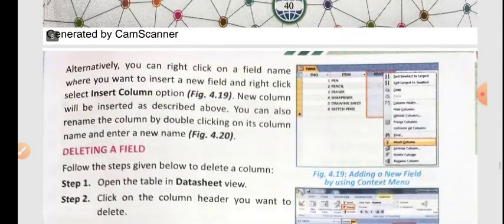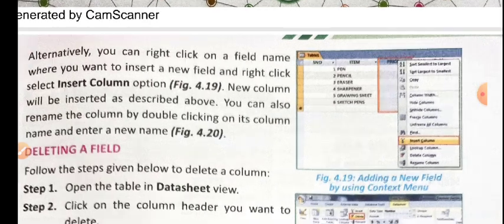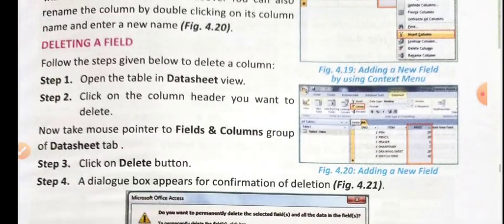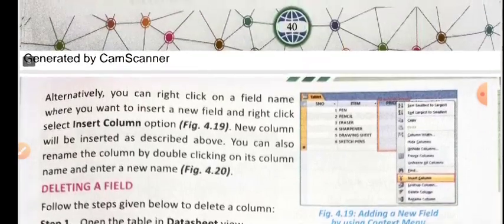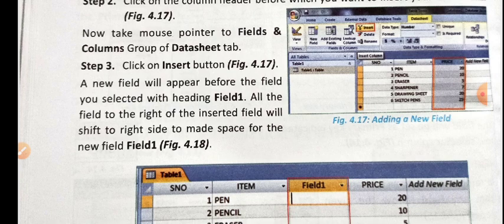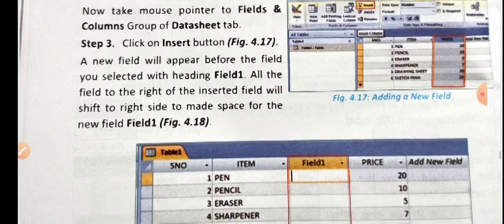Similarly, if you want to delete any particular field, then again you will have to open the table in the design view, and from the design view you can select the field, right click and click on the delete button, and the field will be deleted. So you can do it from the design view. And similarly you can insert a field or delete a field in the datasheet view also. How can you do it?